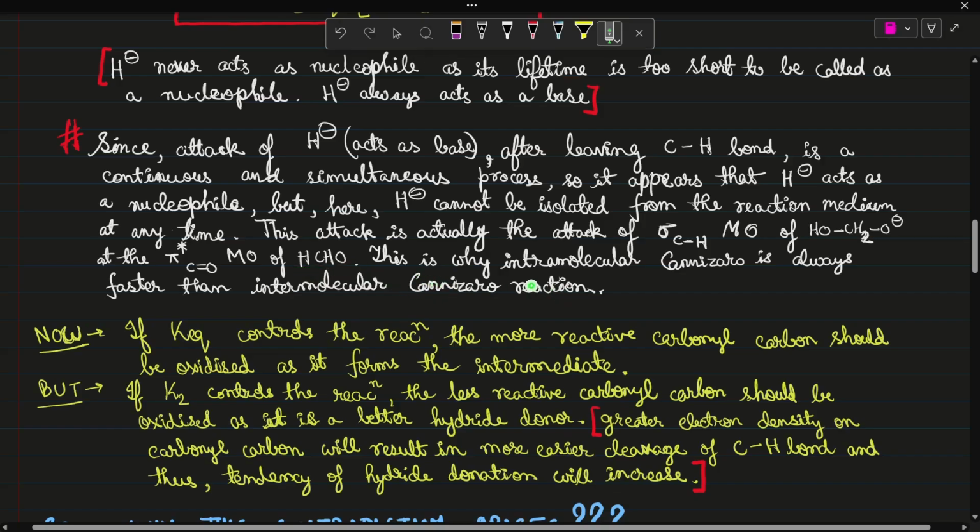This is why intramolecular Cannizzaro is always faster than intermolecular, because in intramolecular you don't have a reaction between two different molecules; rather the reaction occurs within the same molecule, and the proximity of the attack is very close. That is why the reaction occurs at a faster rate.